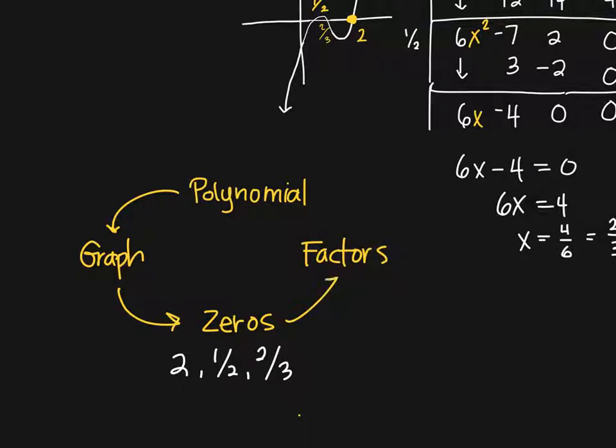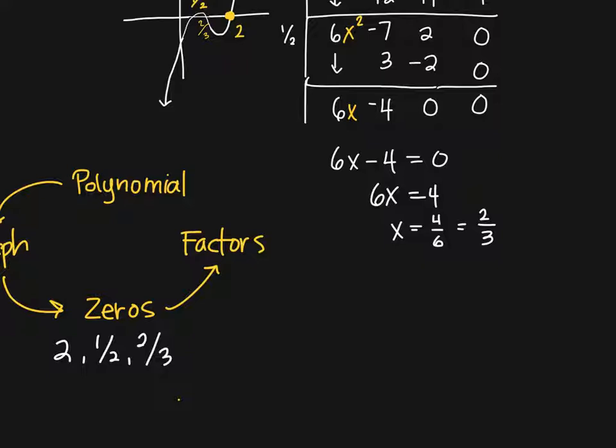Okay, and so now I need to create the factors, and there should be one factor that matches with every single 0. And so my factors are going to be x minus 2. How do I do the 1/2? 2x minus 1. And how do I do the 2/3? 3x minus 2. And those are called my factors.